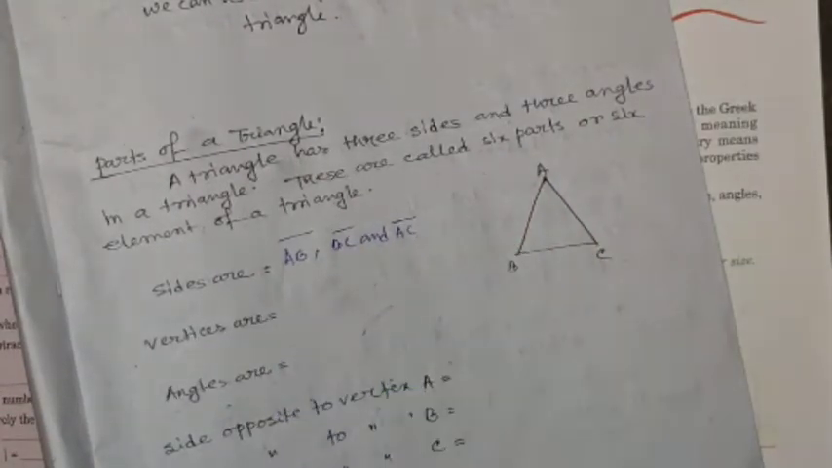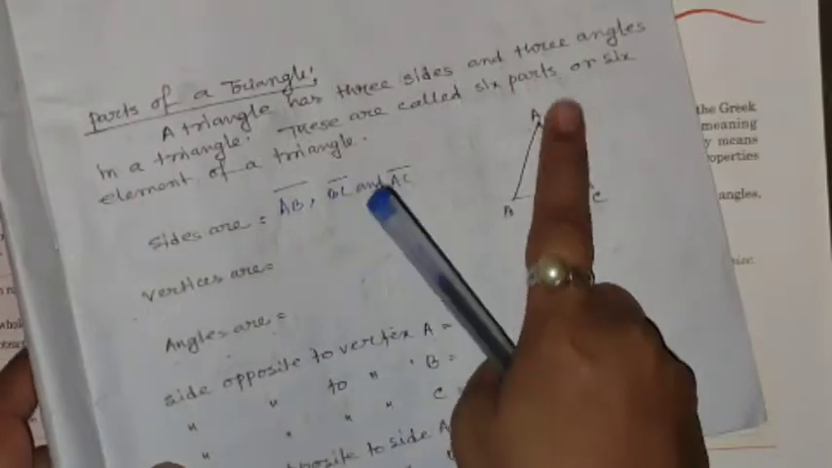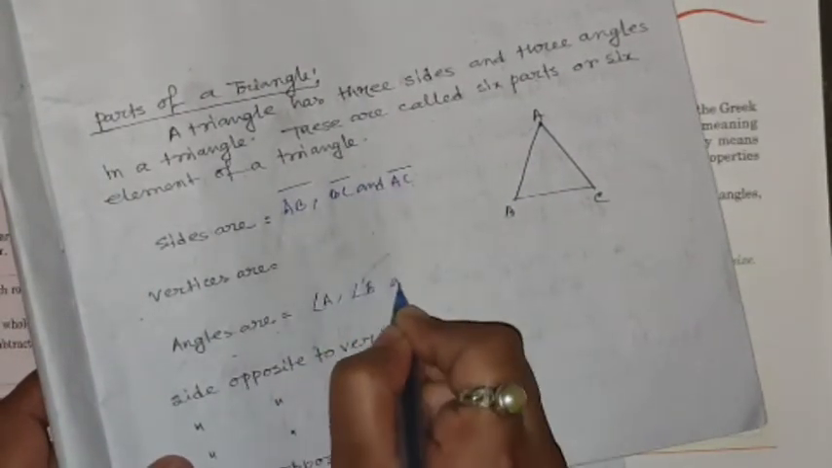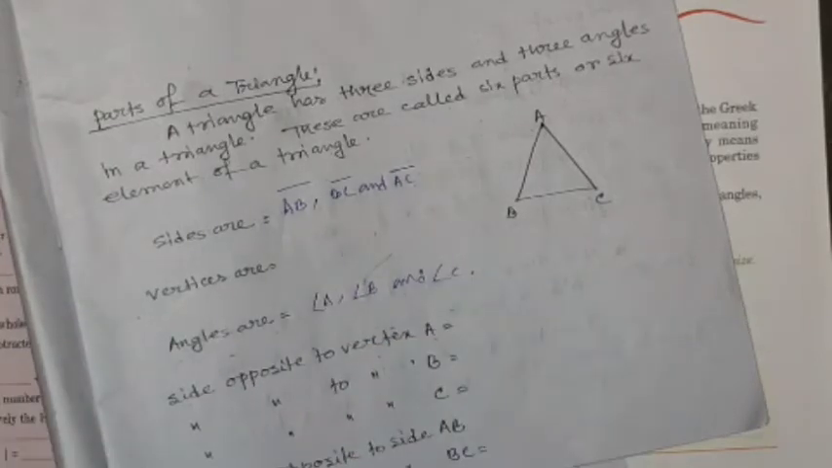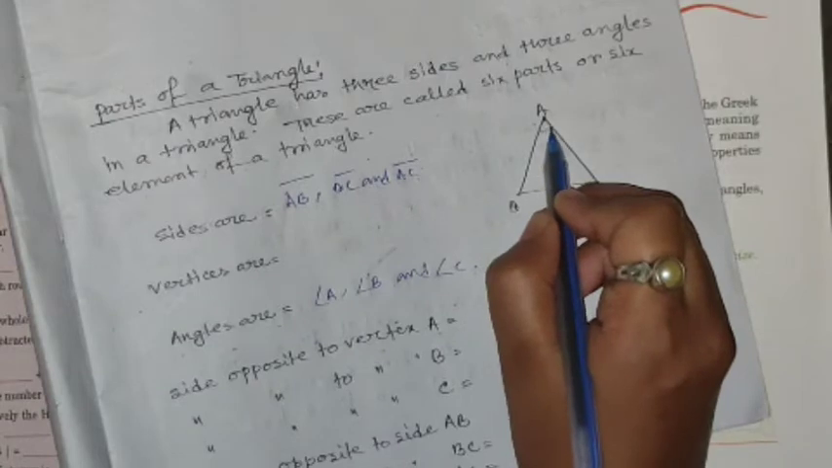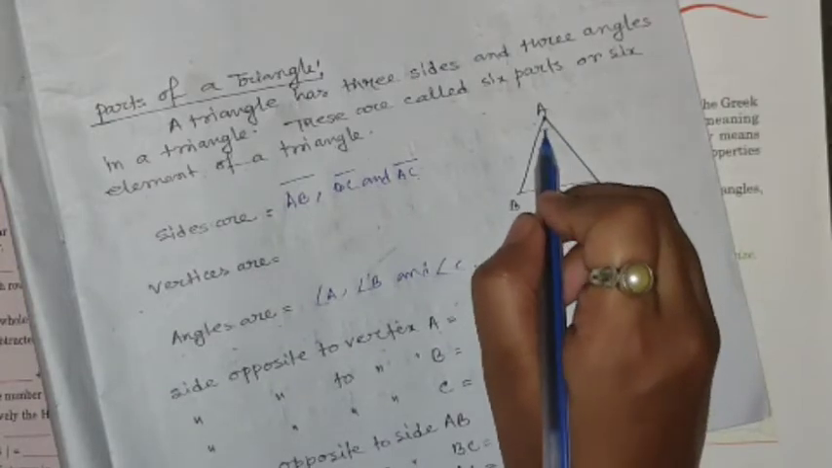These line segments are the sides of a triangle, and a triangle has 3 angles. So what are the angles? Angle A, angle B and angle C. Or we can write this angle as, at A in the triangle an angle is formed.